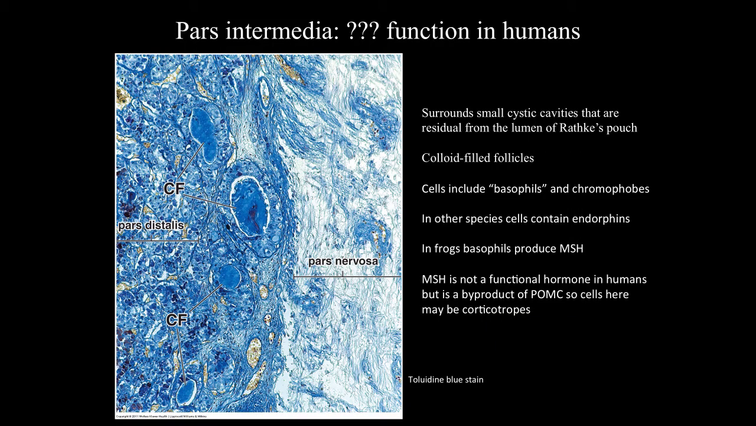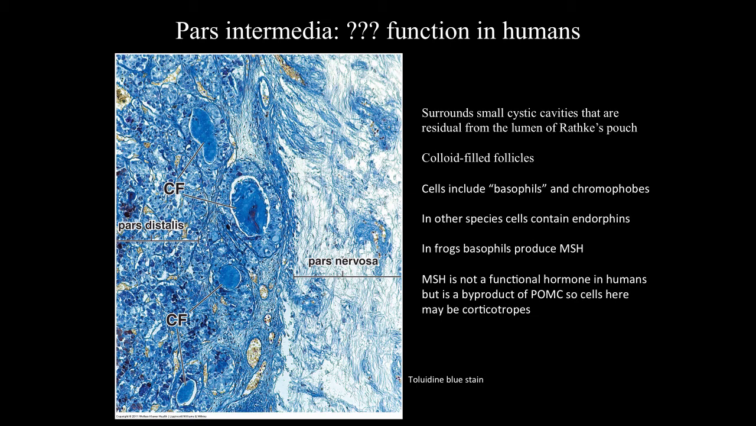Let's talk a little bit about the pars intermedia. As far as function in humans, it's not well understood. The pars intermedia consists of small cystic cavities that are residual from the lumen of Rathke's pouch. These colloid-filled follicles are somewhat reminiscent of the thyroid gland. The cells in the pars intermedia may include basophils and chromophobes. In other species, some of these cells are thought to contain endorphins.